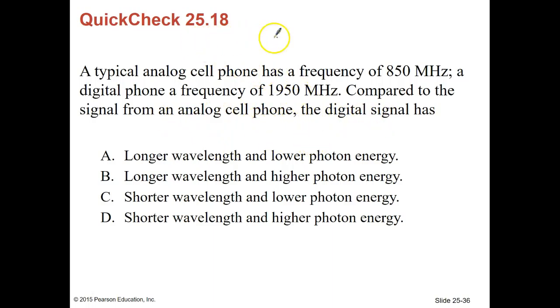The first thing you probably need to do for each one is find out what the energy is. So energy is equal to hf. So h is 6.63 times 10 to the negative 34th, times 850, and you can do the math, and you'll see that this one will have lower energy, so we make a smaller E, and this one will have bigger energy. So that was pretty simple. Small energy for the analog. And compared to the signal from the analog, the digital signal has higher photon energy.